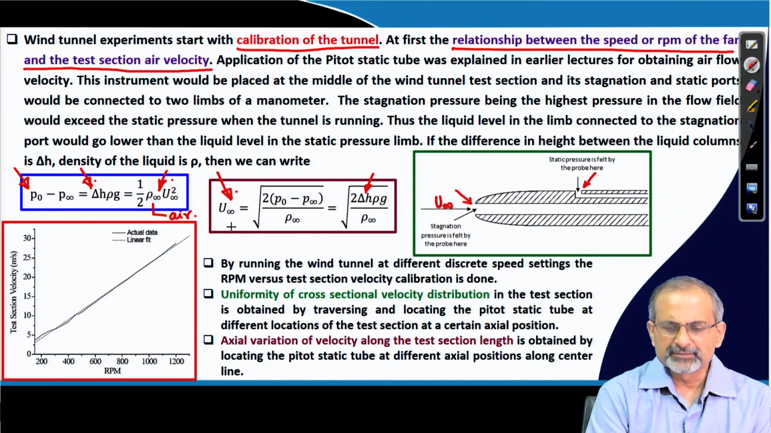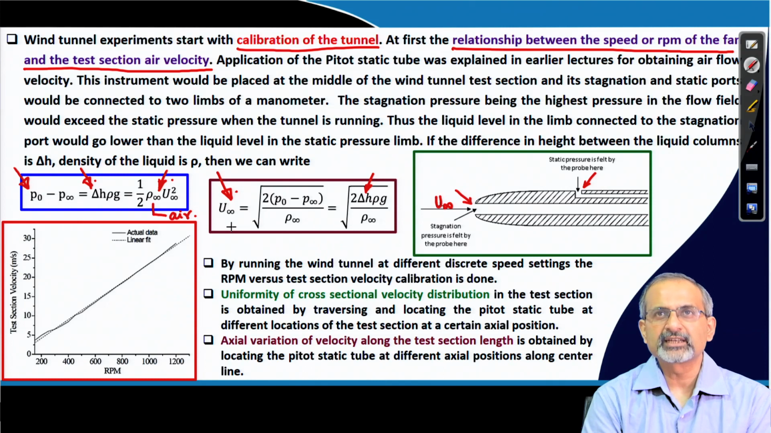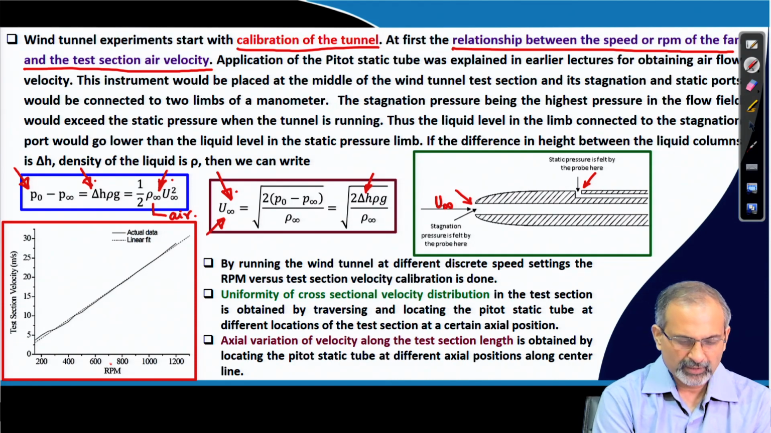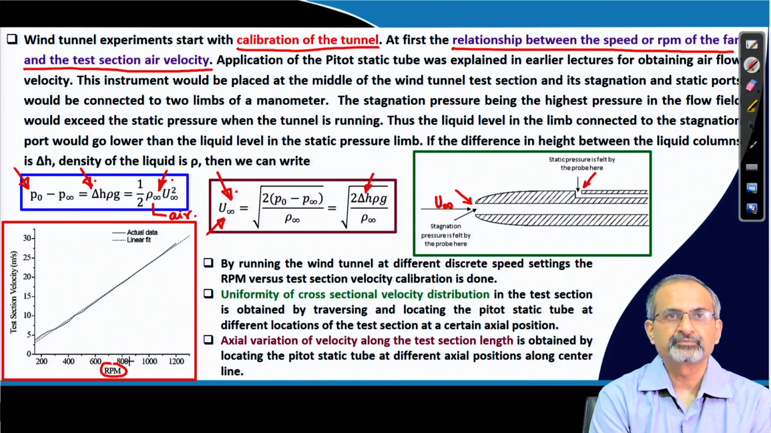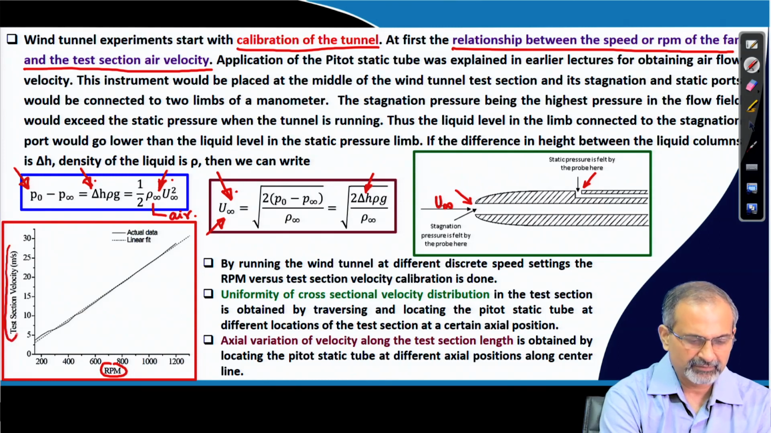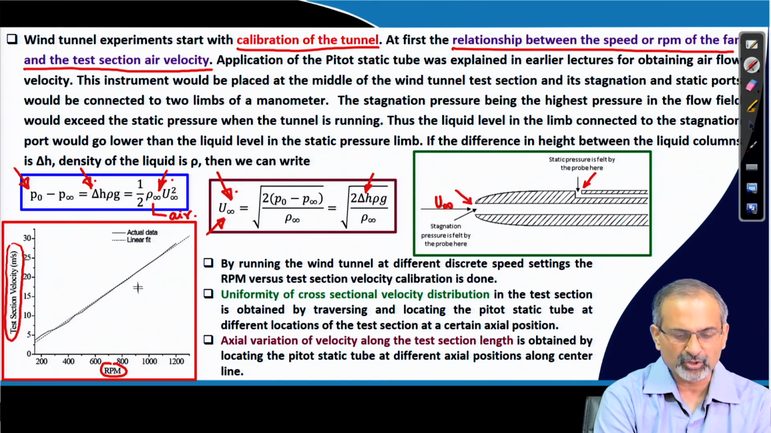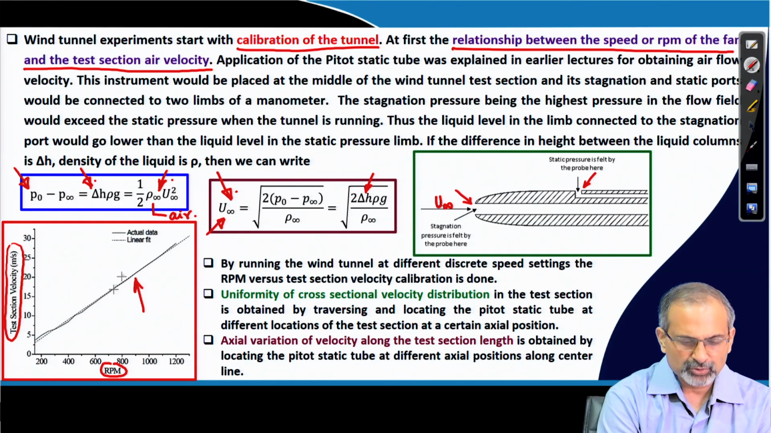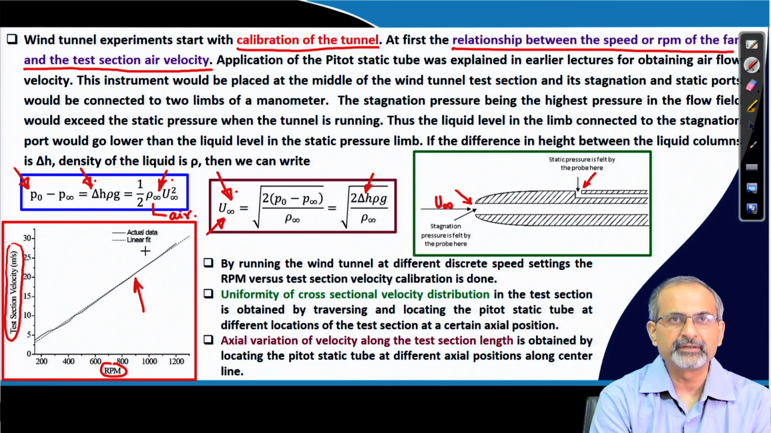Now, this gives us the idea that if we have set the speed of the fan to a certain value, then for that value this is going to be the velocity that we attain in the test section. Therefore, by repeating this procedure, by setting the fan at different RPMs, you can get different test section velocities and a consequent distribution thereof. You can see the actual data and a linear fit which are not far from each other. Therefore, by and large you have a linear behavior.